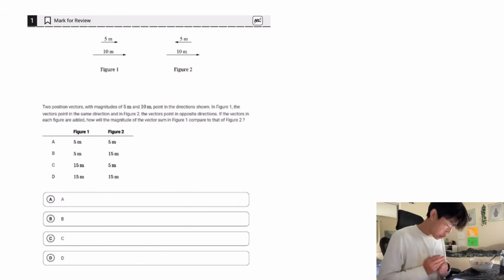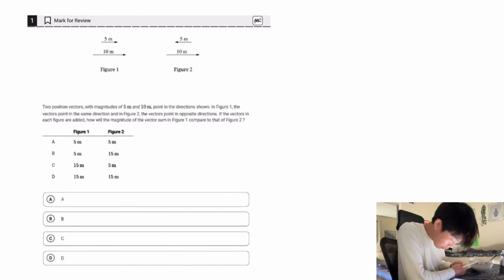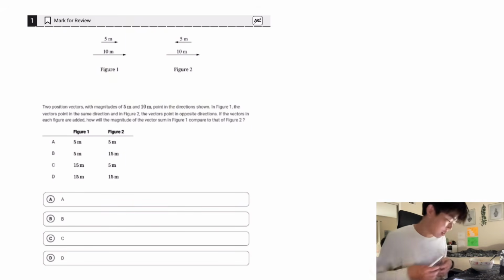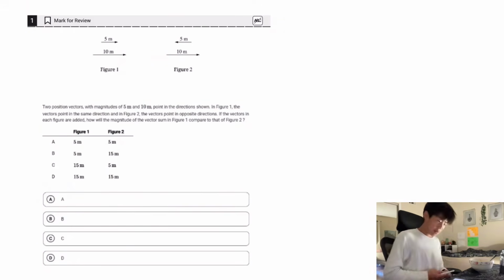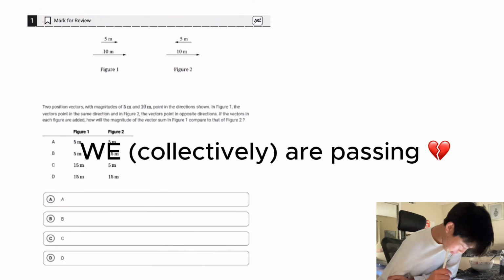So for this first question, it looks like it's talking about vector addition. And as you can see, there's numbers, so that's how you know you're never seeing this on the AP test, okay? I'll give you guys like 10 seconds to do it. This might be like the lightest thing. If we get this on the AP test, yes, we collectively are passing, bro.